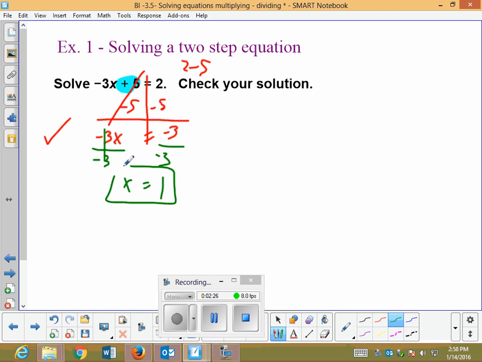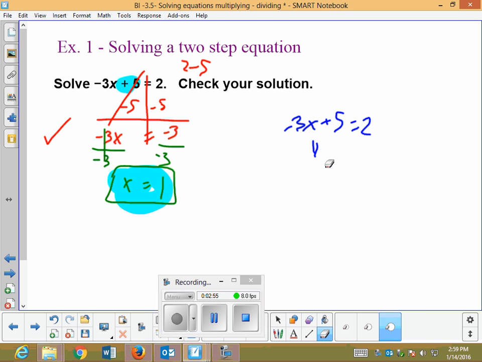Now, if you want to check to see if your answer is correct, I'm going to go ahead and highlight this answer for you. If you want to see if your answer is correct, then what you're going to do is you're going to plug it in. It says check your solution. So we're going to go ahead and check our solution by plugging in the value. So I have here the problem, -3x plus 5 equals 2. So then x was 1, we're going to plug in 1. What's going to happen is that this side should be 2 because this side was 2. So let me plug that in again.